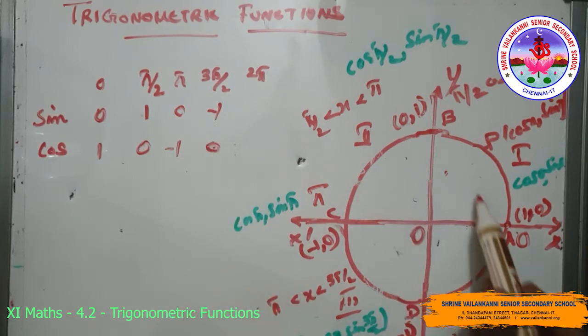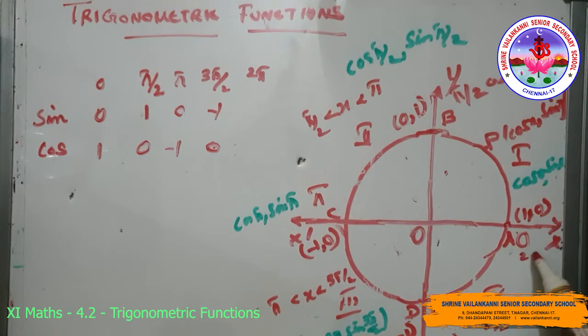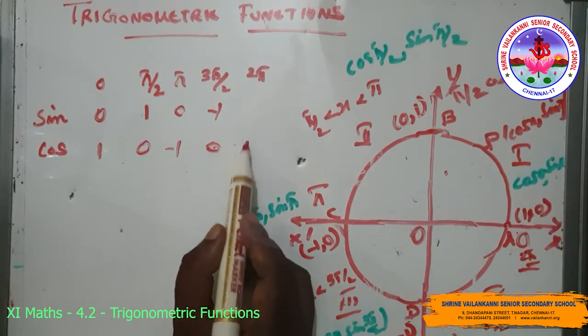When it makes one revolution, it comes back to the starting point. It's 2 pi to make one revolution. So cos 2 pi is 1 and sin 2 pi is 0.